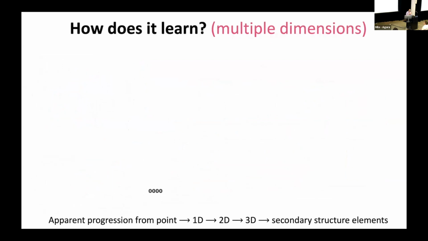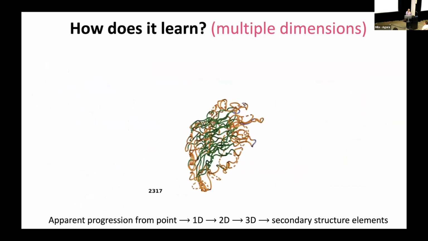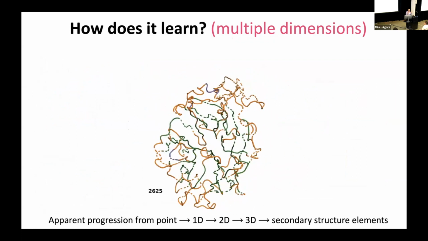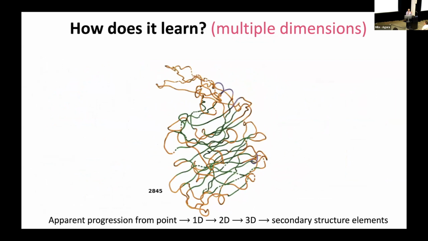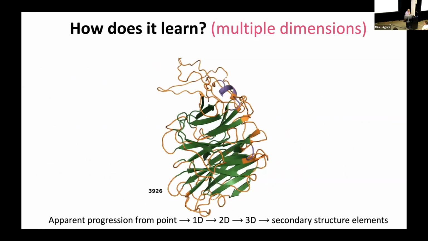The final bit about the geometry of learning, if you may, is that it seems to learn a spatial progression of the structures. So this is the model making predictions as it's being trained. What it does is first learn 1D lines, then what looks like two-dimensional curved sheets, and then finally acquire three-dimensional volumes before it starts filling in the secondary structure elements that I referred to earlier, the alpha helices and the beta sheets.